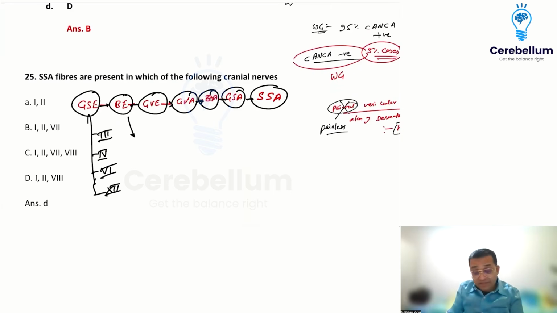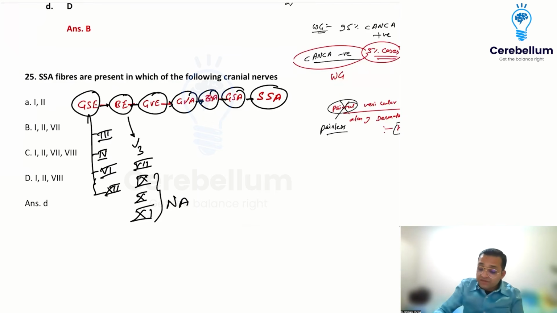Be means branchial efferent. Branchial efferent means what was our trip mnemonic, sir? The pharyngeal arch nerves. So what are the pharyngeal arch nerves? V3, and then our facial, and then 9th, 10th, and 11th. So this common nucleus is the nucleus ambiguus. Okay. Then general visceral efferent.